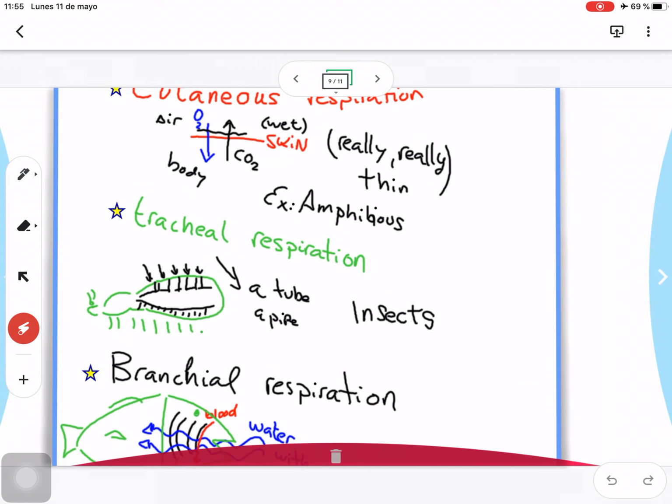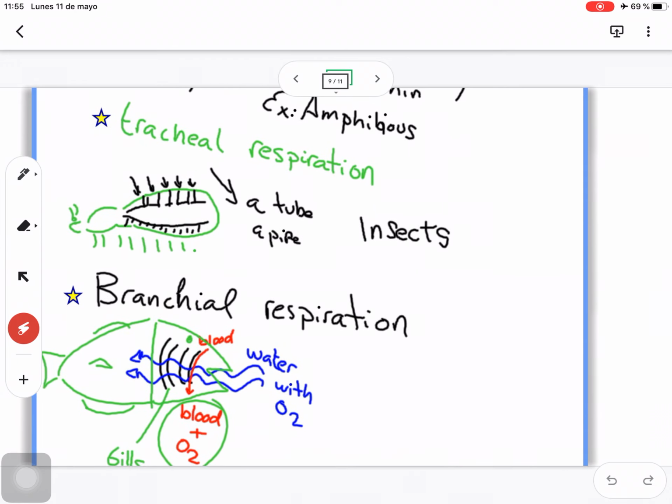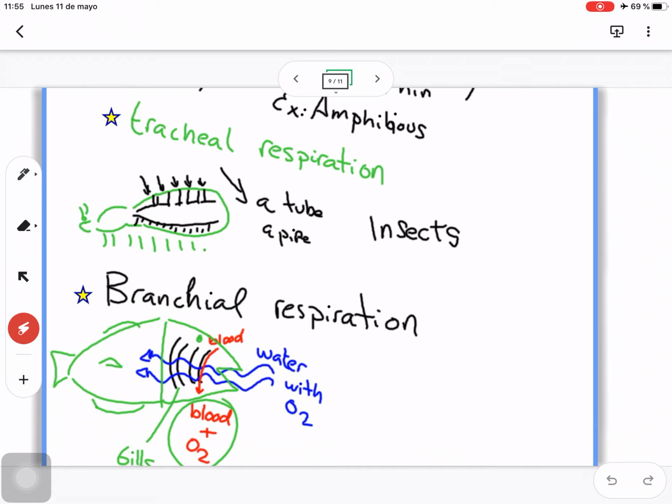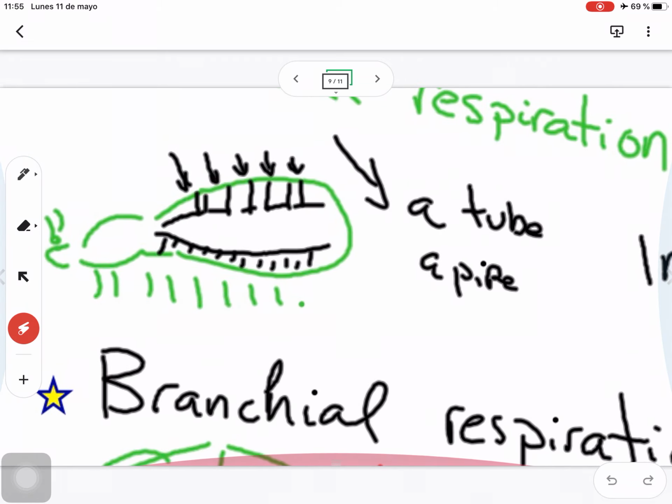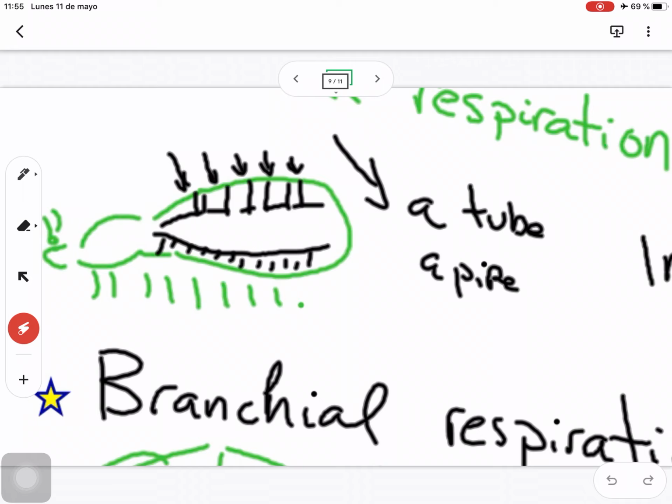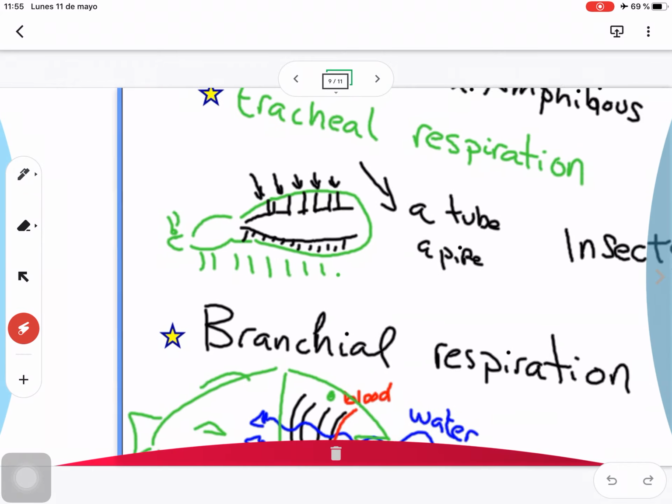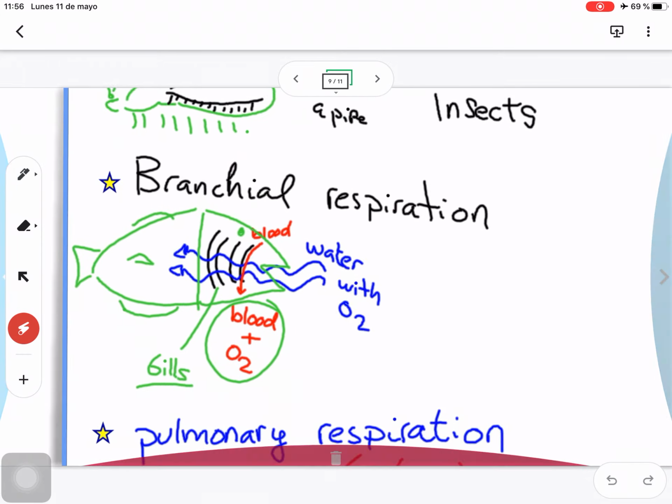Another type of respiration is tracheal respiration that is used by insects. In this respiration, the trachea really is not like the trachea in our body. We call it trachea because it's a tube or a pipe. Let's zoom in on this. Imagine that the insect is full of different holes and the air enters through these holes and circulates over the animal's body, and this is called tracheal respiration.